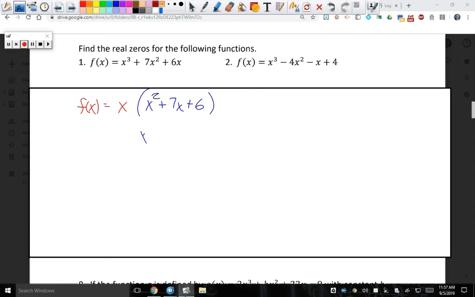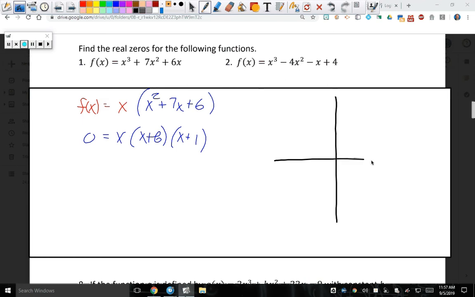And yes, we could factor this to x plus 6, x plus 1. Here's your x, and you set it equal to 0. Go with me? Now let's graph this. You just learned how to do that, and I will reinforce that now. Please make sure that you understand.